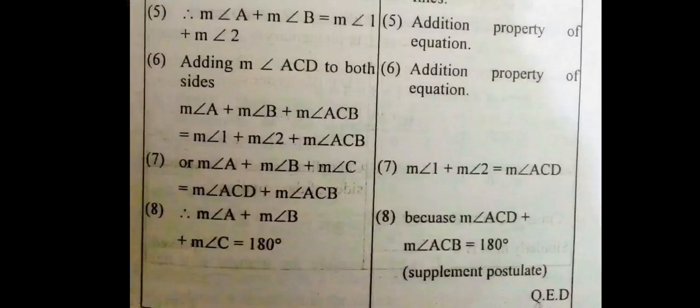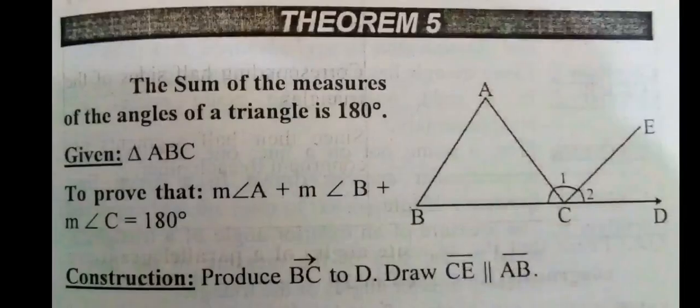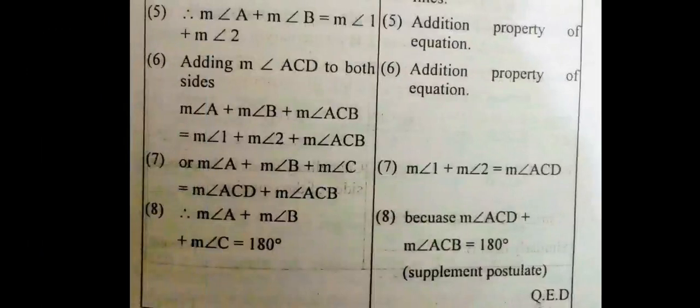So under the 8th statement, they have: therefore measure of angle A plus measure of angle B plus measure of angle C equals 180 degrees, which we have to prove. We have to prove measure of angle A plus measure of angle B plus measure of angle C equals 180 degrees. And in the last statement, the 8th statement, we are proving that because measure of angle ACD plus measure of angle ACB equals 180 degrees, by the supplement postulate. QED, we have to write at the end QED, as QED means which we have to prove.